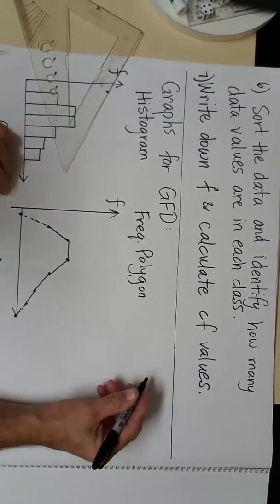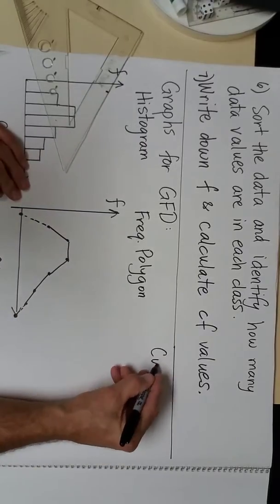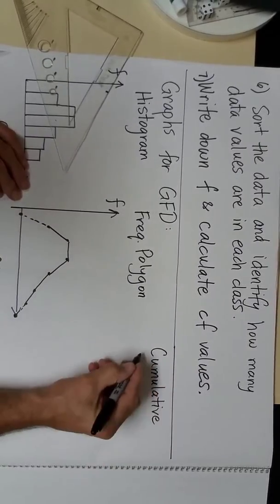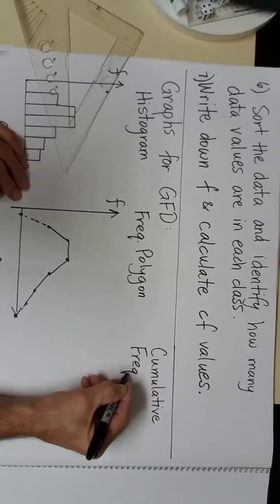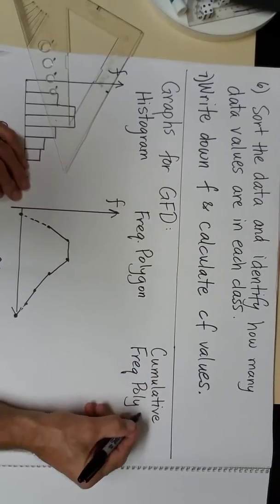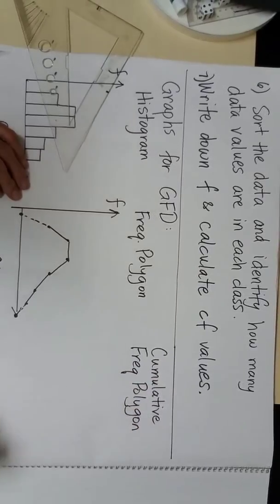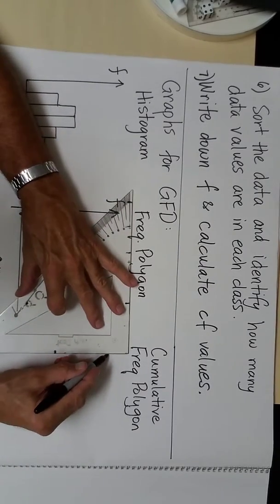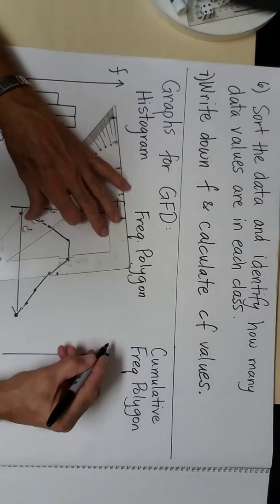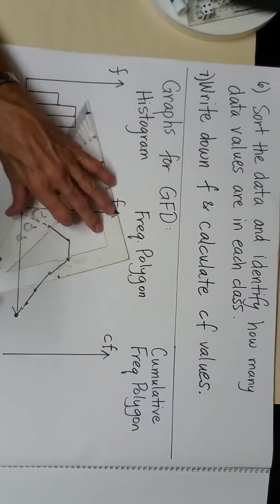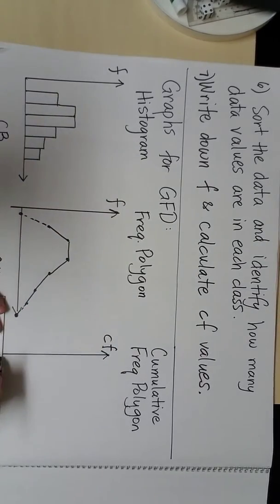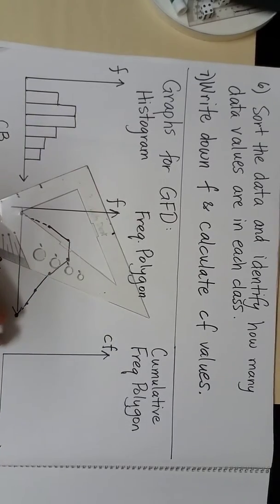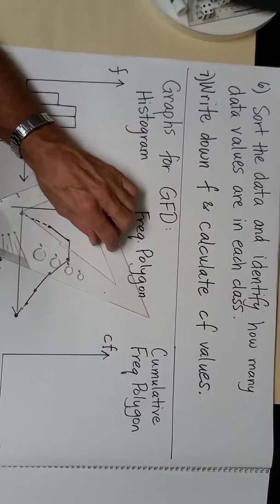Okay. The third graph we're going to draw is called a cumulative frequency polygon. In a cumulative frequency polygon, we use cumulative frequencies on the vertical axis, and we use class boundaries on the lower axis.